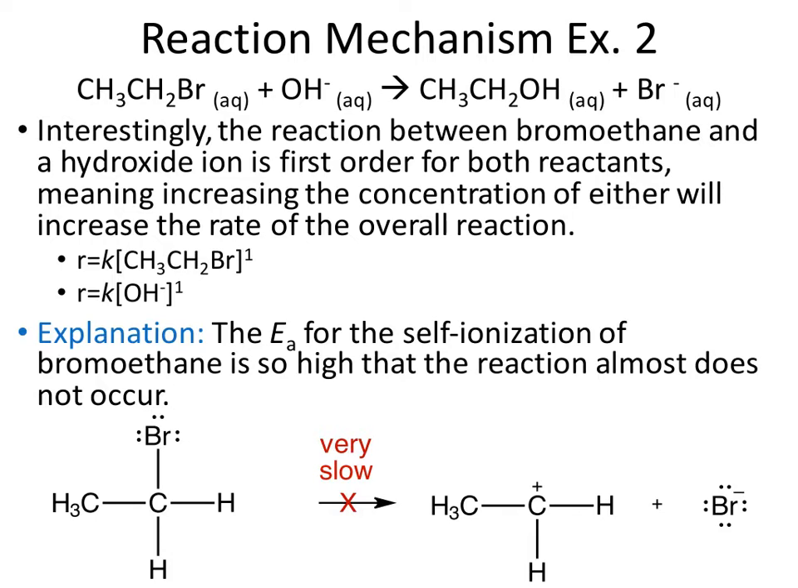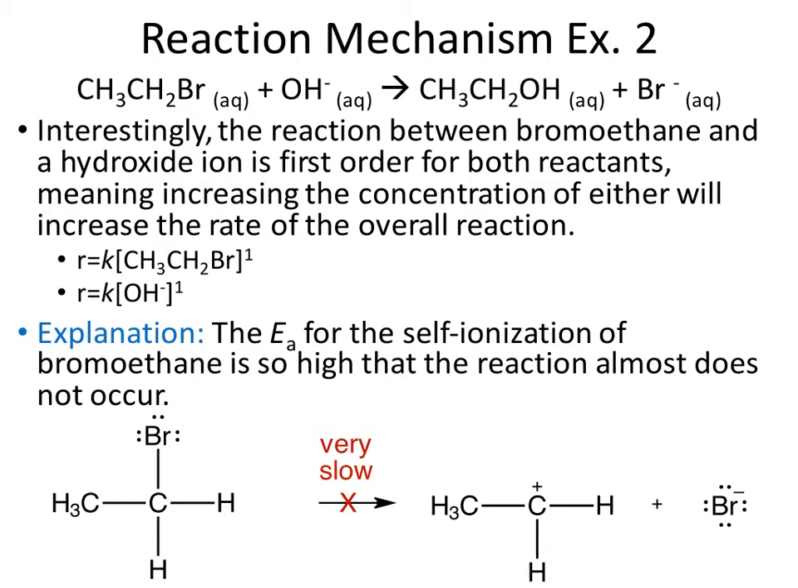Now here we have a second reaction mechanism, and we have something very similar. We have CH3CH2Br. This is bromoethane, and it reacts with, again, this nucleophile OH. You can see that this reaction, again, is a displacement reaction where OH takes the place of Br. However, what's interesting is that in this case, both the OH and the bromoethane are first order in terms of the rate of the reaction. So this allows us to figure out that it's probably not as complex as the one that we saw before. And in fact, it isn't.